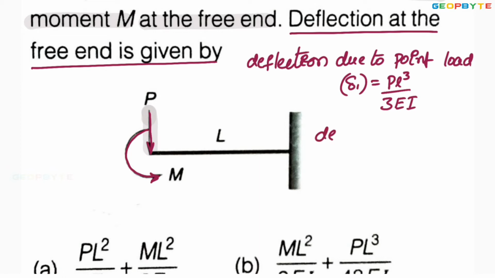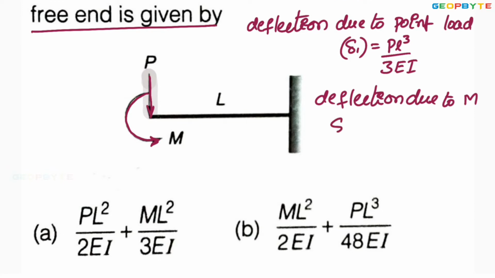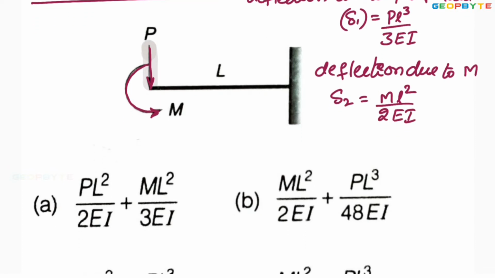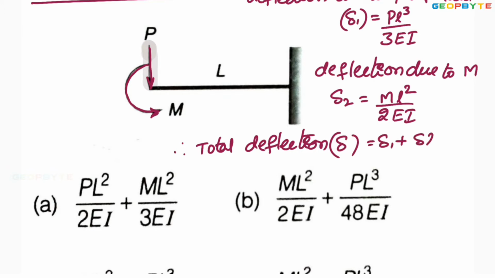Similarly, deflection due to bending moment M, let that be delta 2, equal to ML square by 2EI. Then the total deflection. Therefore, total deflection at the free end, delta equals delta 1 plus delta 2.